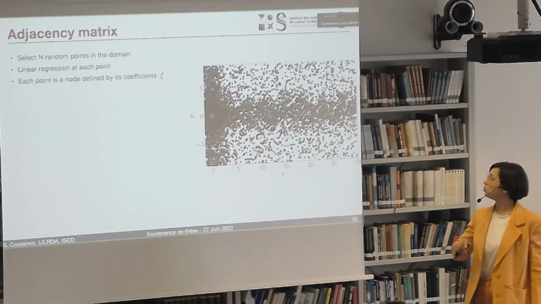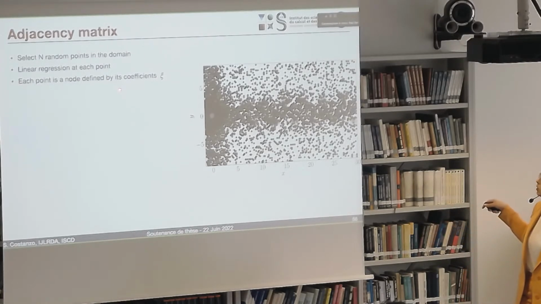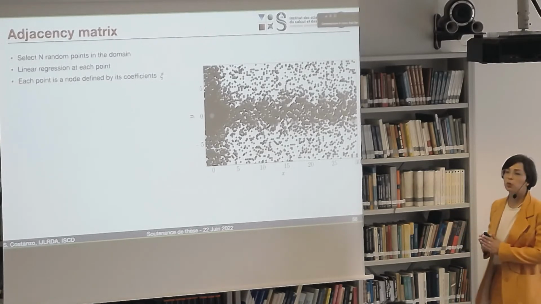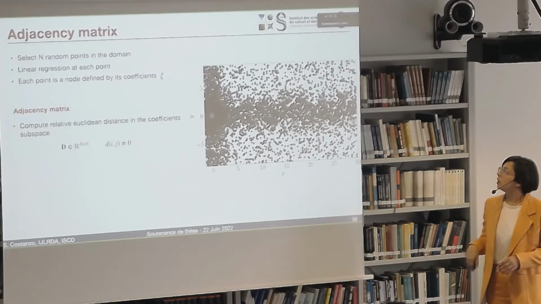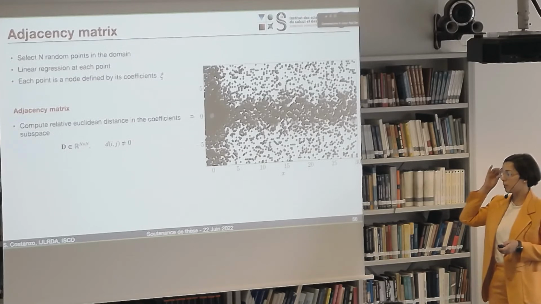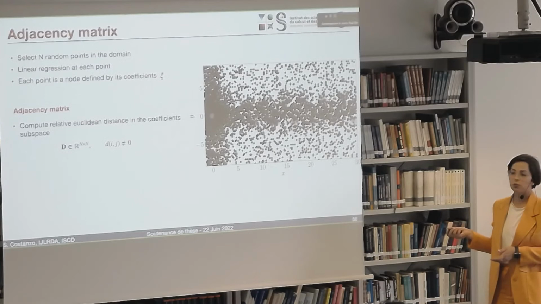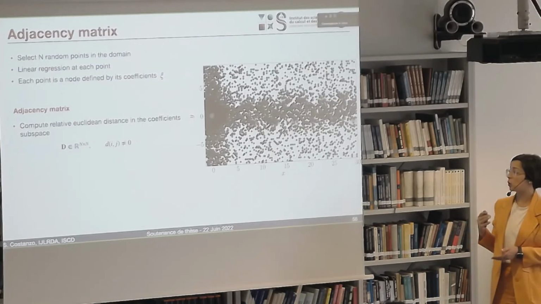So we build the adjacency matrix. Again, each point is a node of the graph, and now we have to build edges. The edges are based on the relative Euclidean distance in the coefficient subspace, but since we are computing distances, we don't have 0 terms in our matrix. So we want to sparsify our graph.